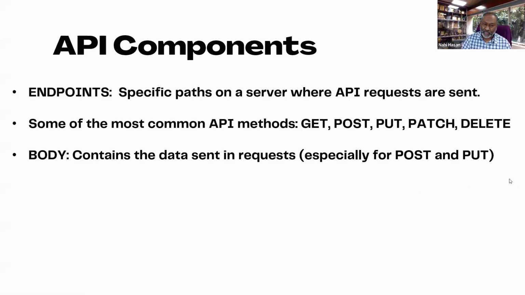So basically, there are three important components of APIs. One is the endpoint, the specific paths on a server where API requests are sent. Some of the most common API methods that we use are GET, POST, PUT, PATCH, and DELETE. For example, in the OCLC catalog, if we need to delete many records together, we can use the DELETE function of the API. Then there is a body, which contains data sent in the request, especially for POST and PUT.